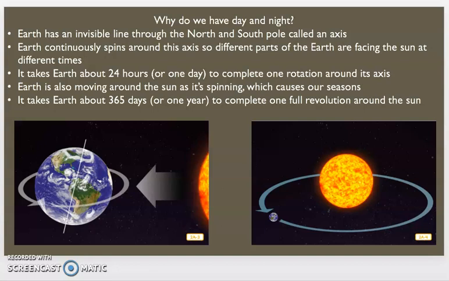In addition to that, the Earth is also moving around the sun while it's spinning, and that's called a revolution, and that's in the bottom right-hand corner. And the Earth takes about 365 days, or about 1 year, to complete one full revolution around the sun. And as the Earth is going around the sun, that's what causes us to have our seasons, our spring, our summer, our winter, and our fall seasons. So seasons happen when the earth goes around the sun, and our daytime and our nighttime happen as the earth is spinning around itself as different parts of the earth hit the sun at different times.